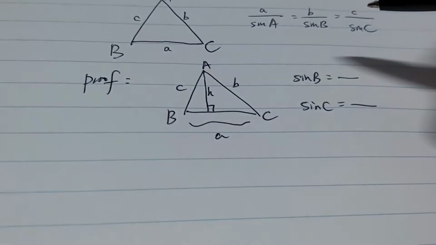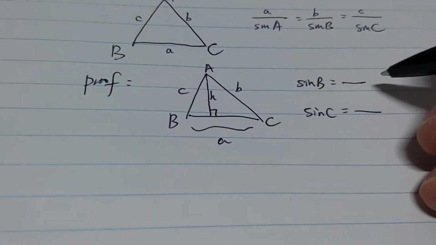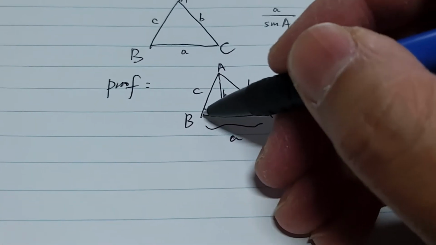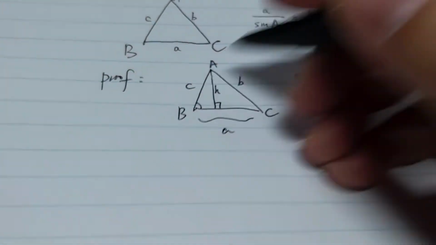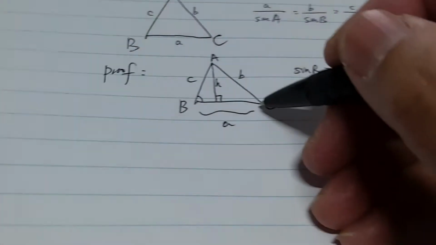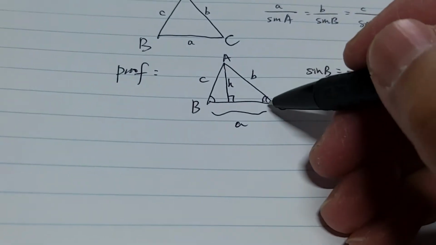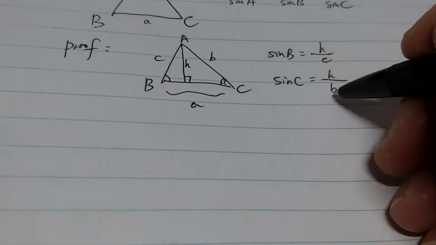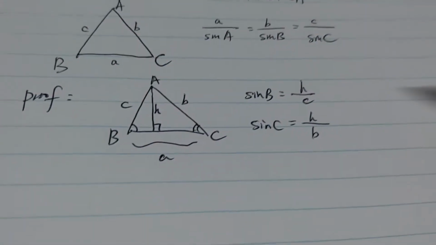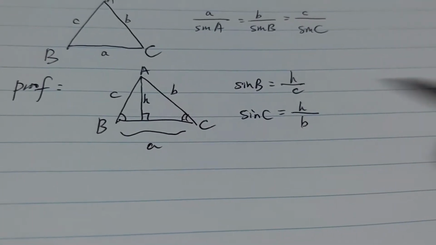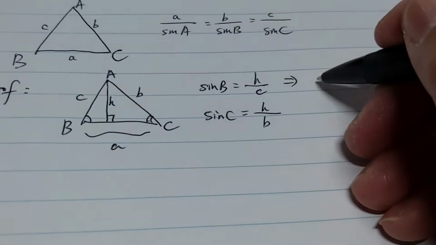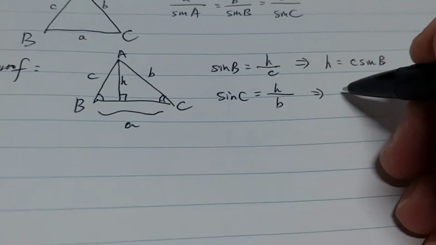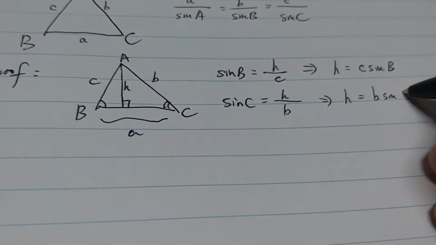Okay, for sine B, have you finished? Okay, the answer is sine B equals opposite H over hypotenuse c. Sine C equals opposite H over hypotenuse b. What do they have in common? Yes, the answer is H. H is c sine B. In this case, H is b sine C.